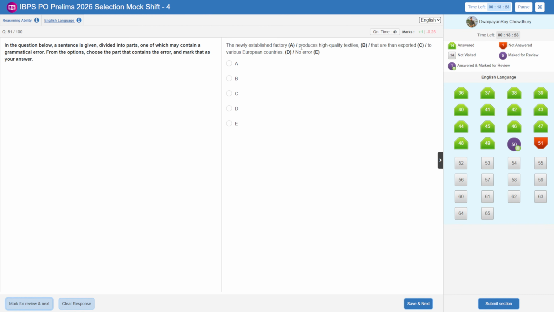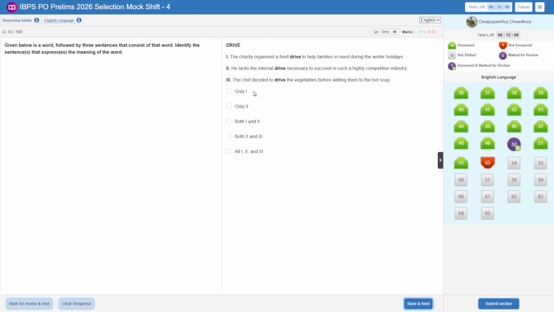The newly established factory produces high quality textiles that are then exported. The marketing department is planning to launch a new campaign that will target drive. The charity organized a food drive to help families in need during the winter holidays. Okay, he lacks the internal drive necessary to succeed. Okay, the chef decided to drive the vegetables. Okay.